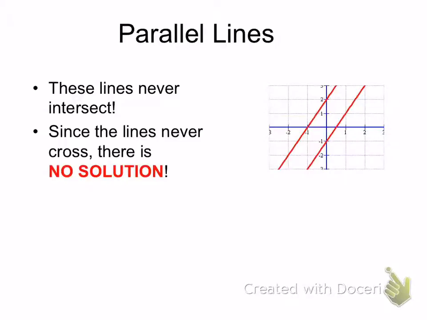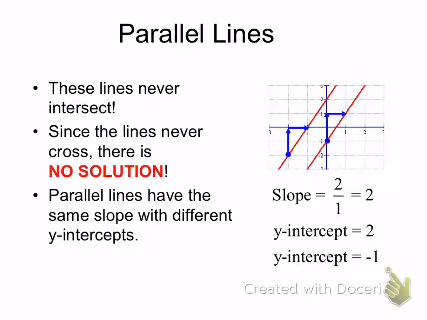Now, you'll notice, look at the slope. It's the same. But what's different is the y-intercept. The difference is the y-intercept. So parallel lines have the same slope with different y-intercepts. Questions? Okay, pause the recording if you need to write this down.